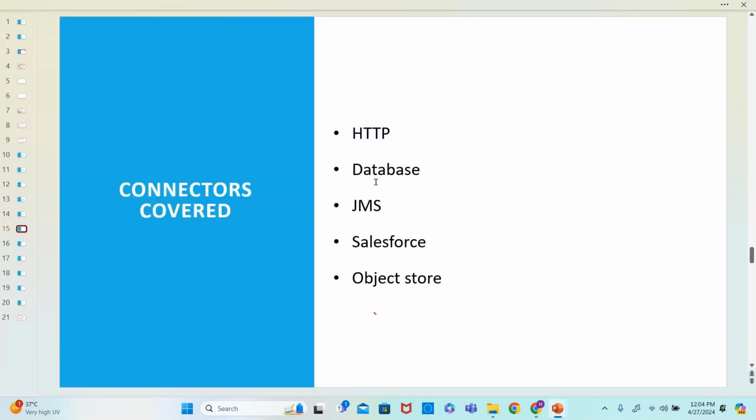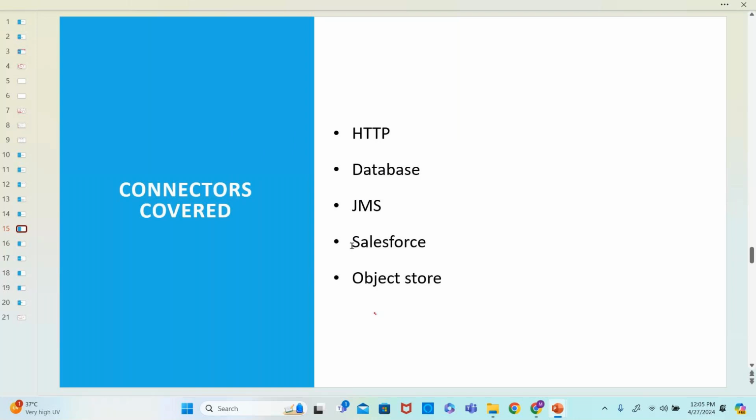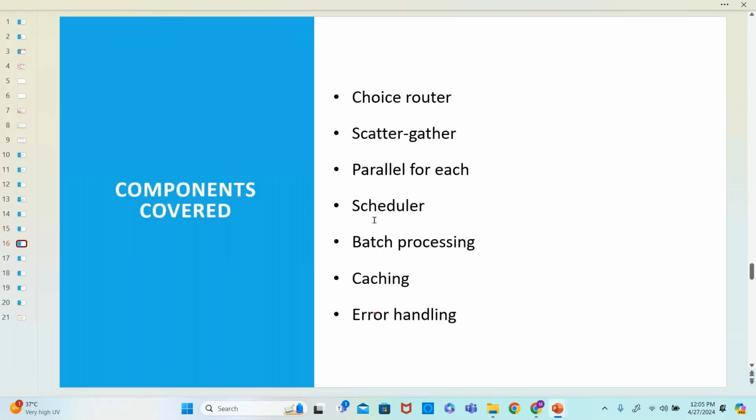Okay, HTTP, database, JMS, Salesforce, and object store will be the connectors. And components covered: we'll obviously have the choice routers, data gather, scheduler, parallel for each, and batch processing will be covered. Okay, and what is caching and how to handle the errors in different situations exactly. Okay, all those will be covered. Okay, fine.